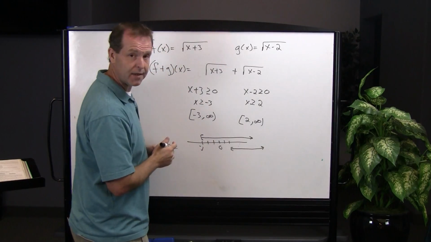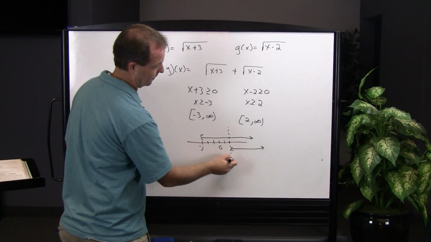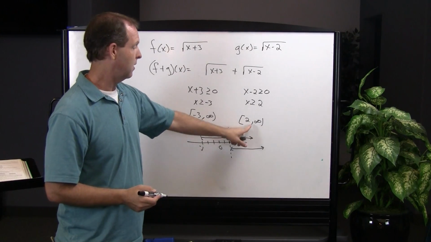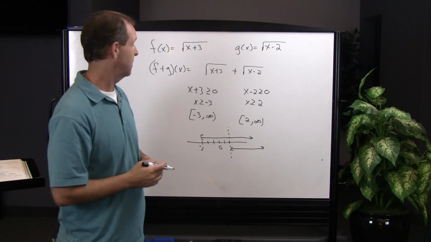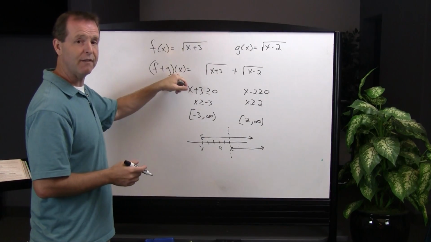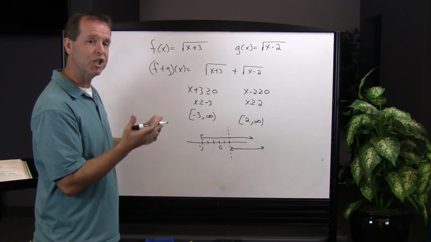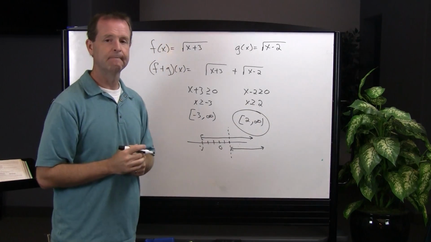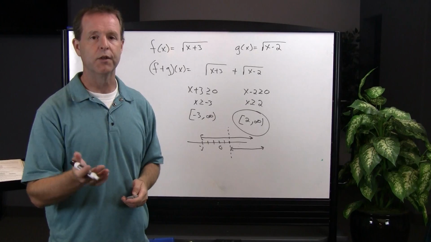So now I'm just looking at where they're common. And I see that the only place that they're common is right there. Only values greater than or equal to 2 are common to both of those. So my domain of f plus g of x, the place where they both have a shared domain, would be right there, from 2 to infinity, or hard bracket 2 to infinity.